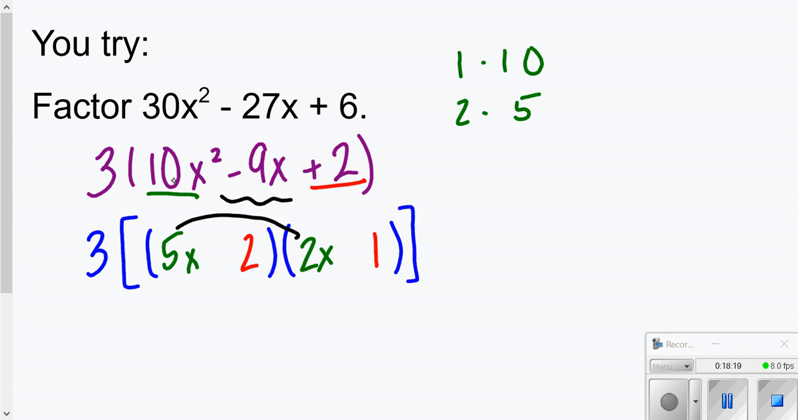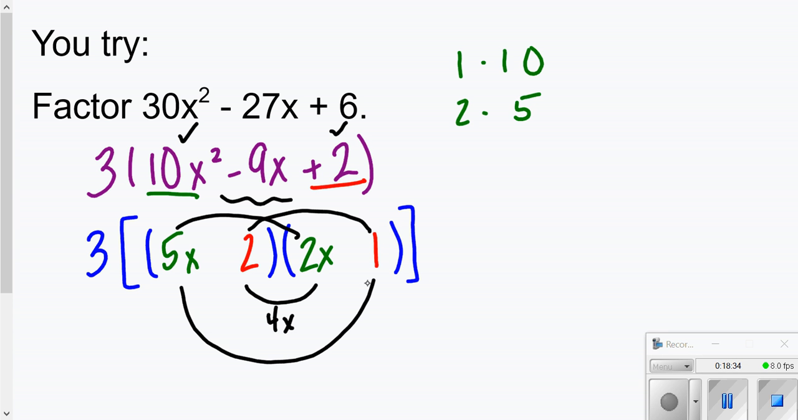So right here I've got 10x squared, that's all good. And right here 2 times 1, got a 2, that's all good. The middle term is just where I look and see if I have a solution. So 2 times 2 times x is 4x. 5 times x times 1 is 5x. And then I look at those and see if I can get that middle term. Well, I can if both these are negative. So I'll make both of them negative. So that is the factored solution.